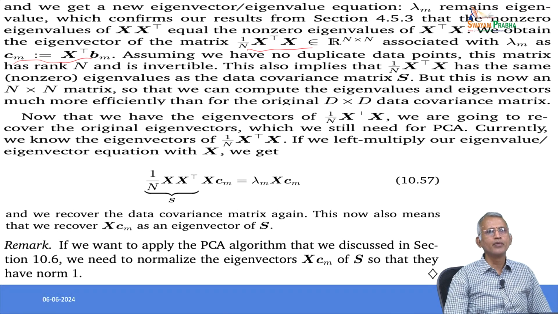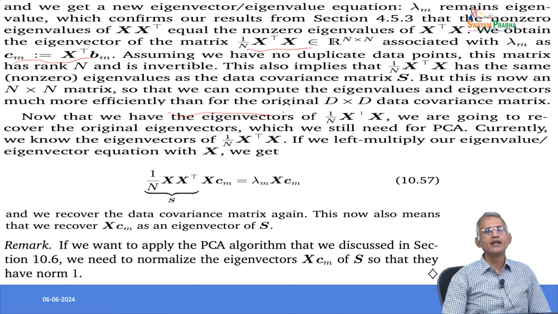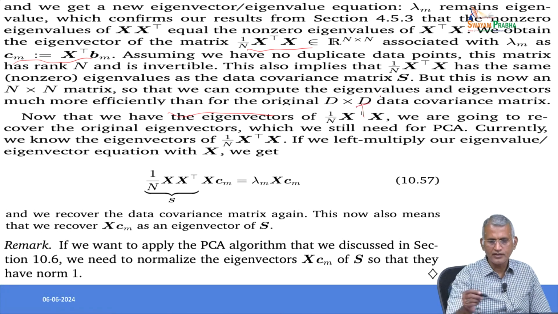Assuming we have no duplicate data points, this matrix has rank N and is invertible. This also implies that (1/N) X^T X has the same eigenvalues as the data covariance matrix S. But this is now an N cross N matrix, so that we can compute the eigenvalues and eigenvectors much more efficiently than for the original D cross D data covariance matrix. Now we have the eigenvectors of (1/N) X^T X.